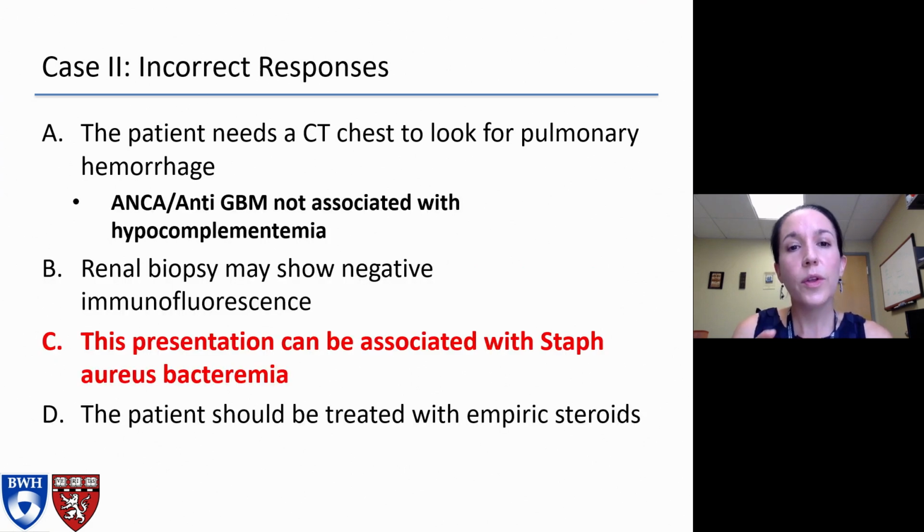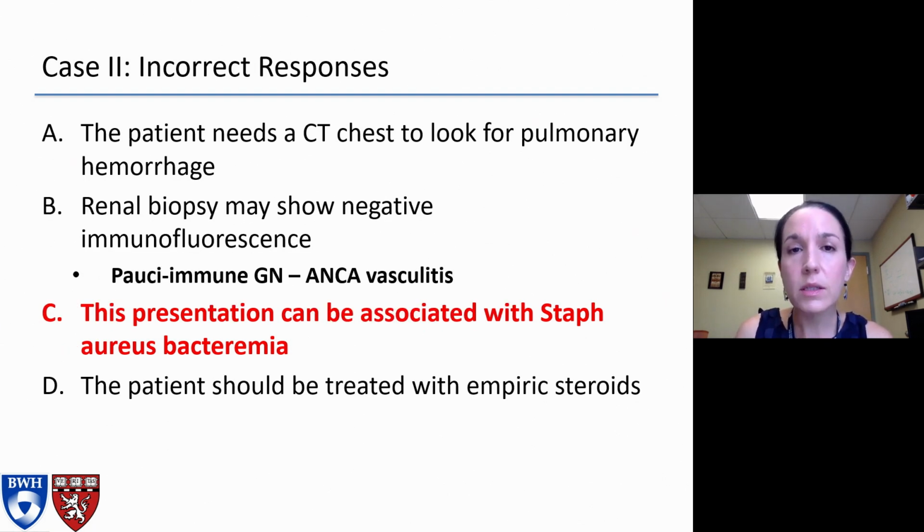So those of you who are thinking of pulmonary hemorrhage, obviously you're thinking of the pulmonary renal syndromes. The important clue in this particular case is that ANCA vasculitis and anti-GBM disease do not cause hypocomplementemia. Other than that, there could be some features that are suggestive of it, but that essentially rules out these two conditions.